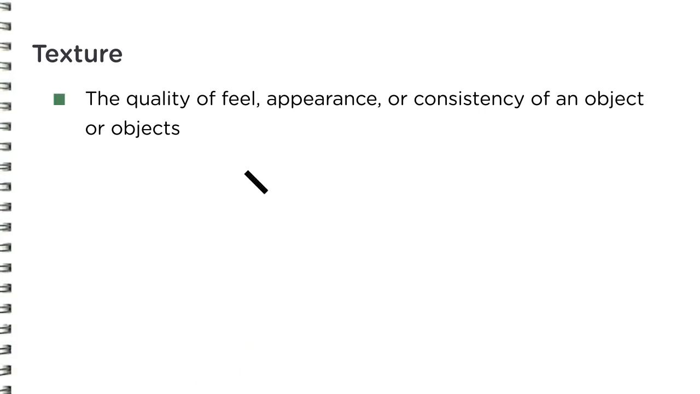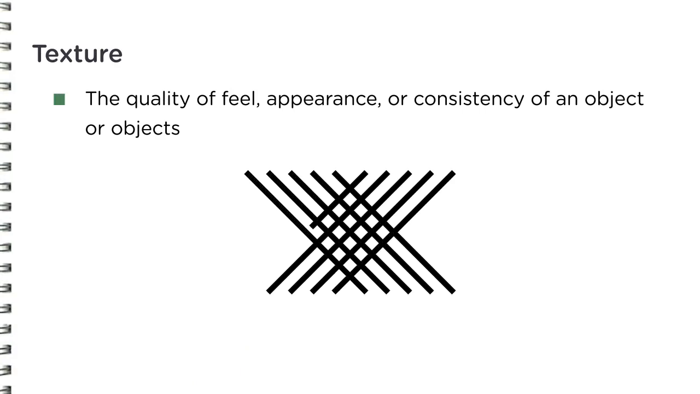Next up, let's talk about texture. Texture is the quality of feel, appearance, or consistency of an object or objects. Thus, every shape and line has texture. There's implied texture, like with Legos, or there's visual texture, which is different than implied, as there is no touch.